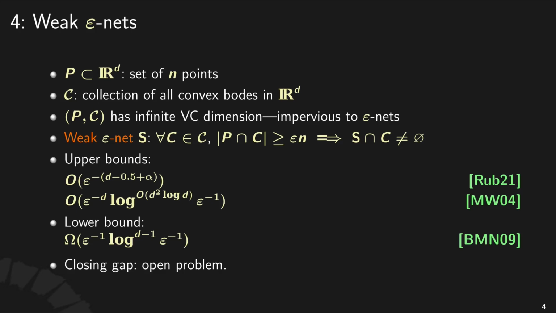There was a long sequence of papers on this problem. Recently, Natan Rubin improved the upper bound, so we know that it's slightly better than 1 over epsilon to the d. The interesting thing about his upper bound is that his proof in 3 dimensions and higher and his proof for 2 dimensions are different, which is kind of curious. On the other hand, the lower bound we have is very weak. It's essentially 1 over epsilon times some polylog. So there is a huge gap, and in fact, closing this gap is one of the major open problems in discrete geometry.